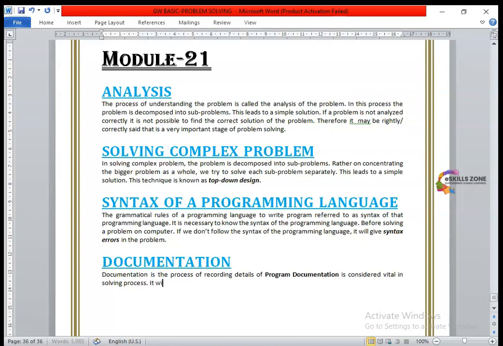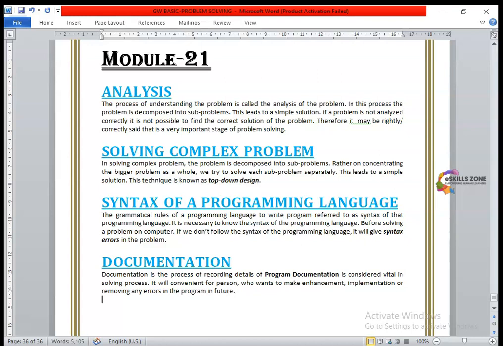It will be convenient for a person who wants to make enhancement, implementation, or remove any errors in the program in future.